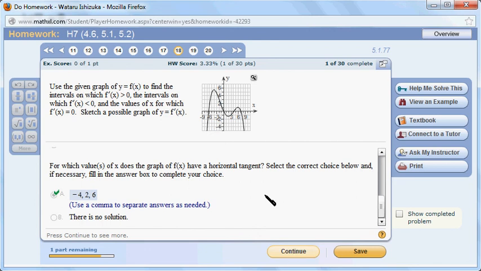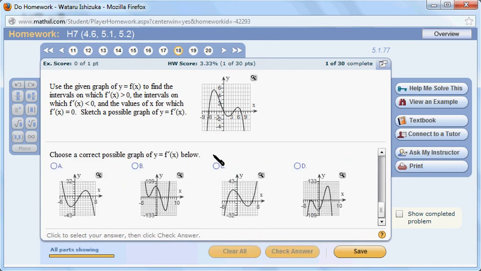Continue. Choose the correct possible graph of the derivative. We know that the derivative is 0 at -4, 2 and 6. Let's see if the graphs have those. -4, 2 and 6. It looks like it. So it seems like every graph has the right places there.